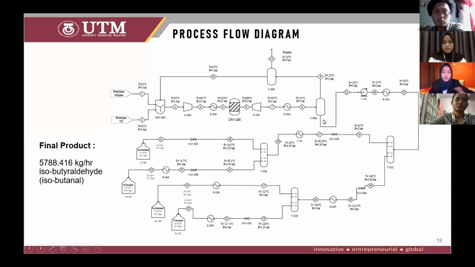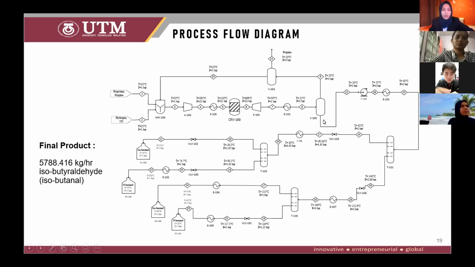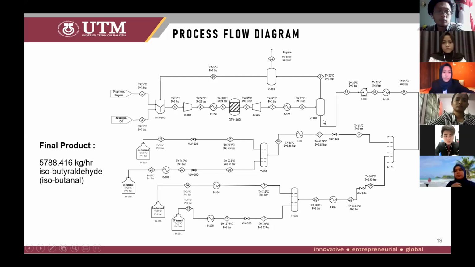This is because we want to avoid the build-up of the inerts in our system, while the rest of the mixture will be recycled back to the system. Leaving the liquid outlet of the flash drum, which is stream 12, it will then be fed to the distillation column T101. So here the butyl aldehyde and the butanol will be separated.